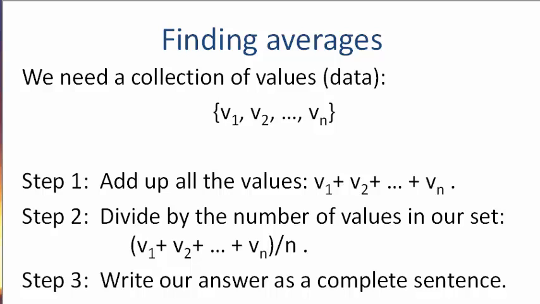So in order to find the average, what do we need? Well, we'll be given a collection of data, some set of values. The first step is to add up all the values in our set. The second step is to take that sum of values and divide by the number of values that were in the original set, and then we write our answer as a complete sentence.